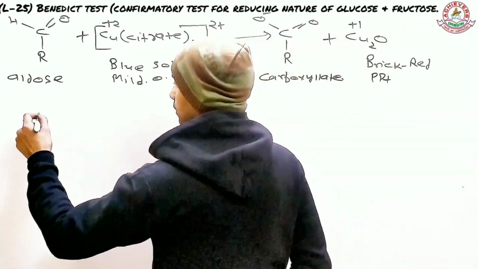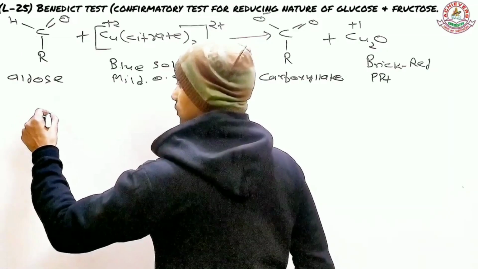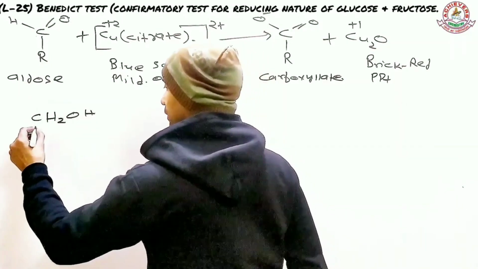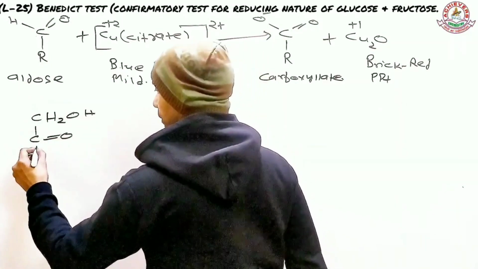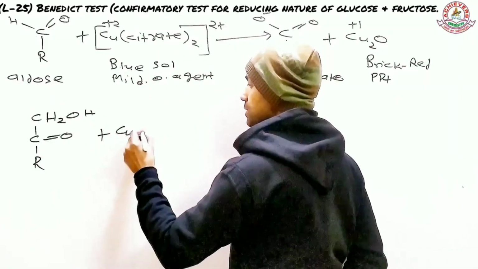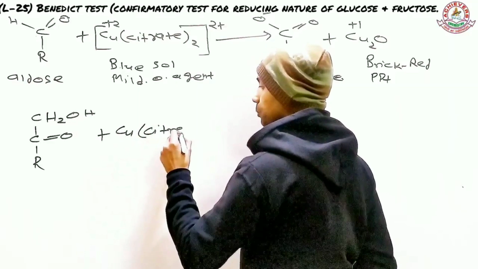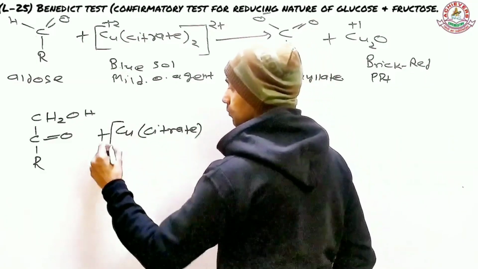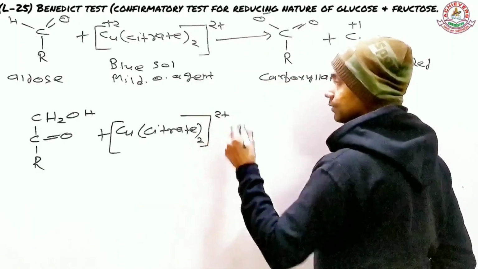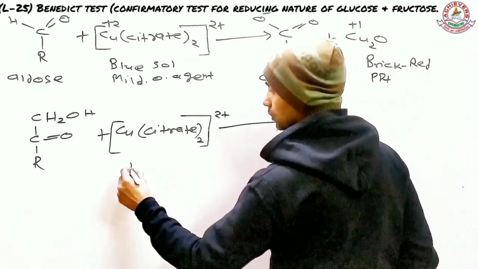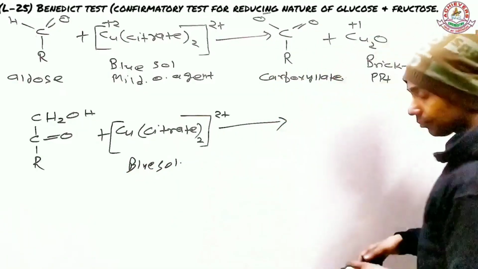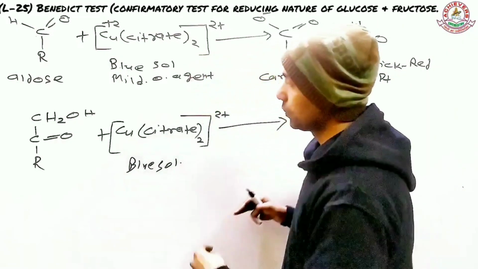So I'm representing this fructose something like this. The first carbon of fructose is in the form of CH2OH. The second has the ketone group, and I'm placing the others in the form of R. So what you are doing, you are reacting again with cuprous citrate, and like you have seen up here, the formula is going to be something like this. And this blue solution changes to, okay, now get back to the question here.